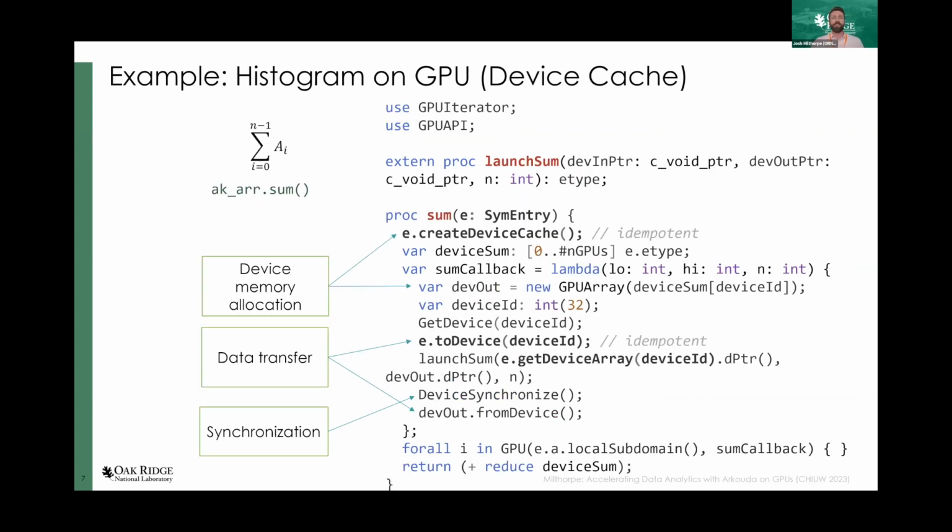Okay, so using the device cache, our code looks a little bit different. Before every operation, we just call this create device cache operation. That's idempotent. If we do it more than once, we don't create additional memory. It'll just remain there on the device. We call a toDevice function on our device cache. Again, that's idempotent. So if the device already contains our necessary data, we're not launching an unnecessary transfer. And then we can use the device cache, the local chunks, to perform our CUDA operation, in this case, a sum.